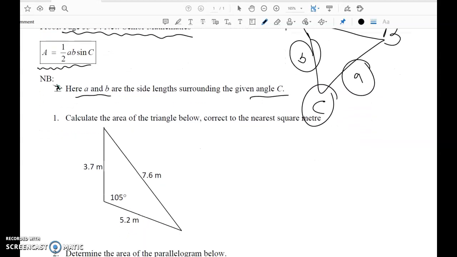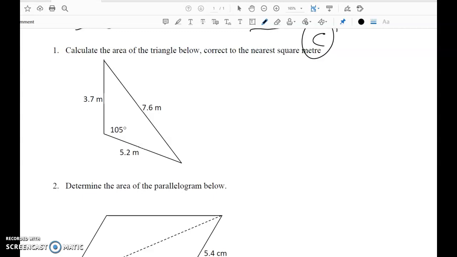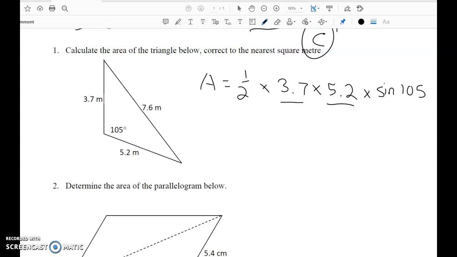Alrighty, so let's have a look at the first example. Calculate the area of the triangle below. You simply just need to substitute into that formula. Area equals a half times 3.7 times 5.2 times sine 105. Why did I choose those two numbers? Well, it's because they're the ones next to the angle. And so I've got those three values there as noted in the position of the triangle above.